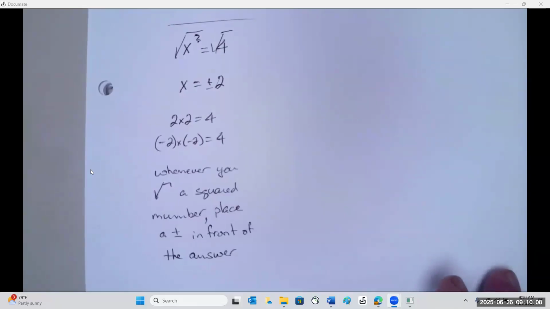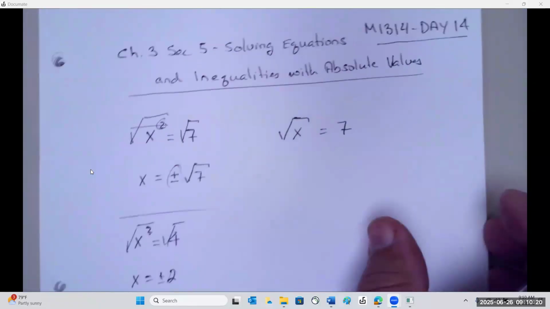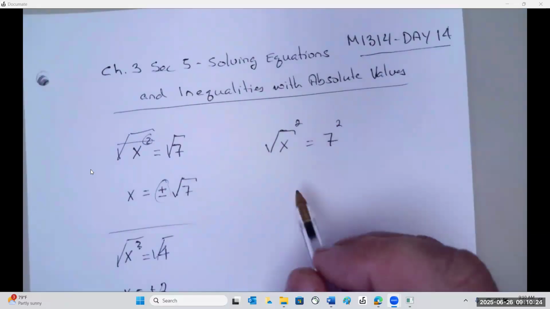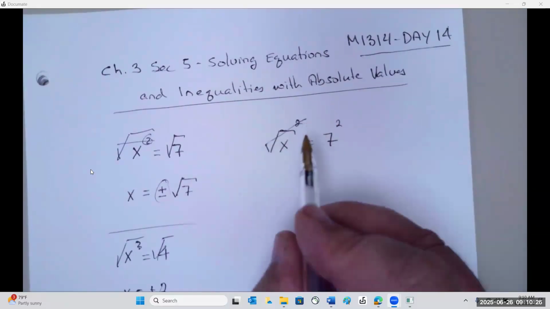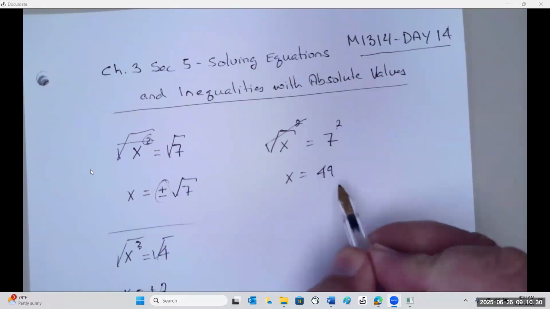Yes. So the opposite of square root is squared, and the opposite of squared is square root. Get it? So here's a square root. To get rid of the square root, I have to square both sides. So the square root and the square cancel. Now it becomes 49.